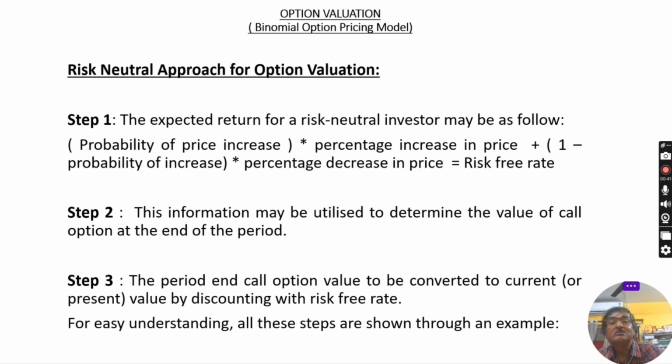Today I am going to discuss option valuation. I have discussed how to value the price of call option and put option. In this case, I will discuss the binomial option pricing model.